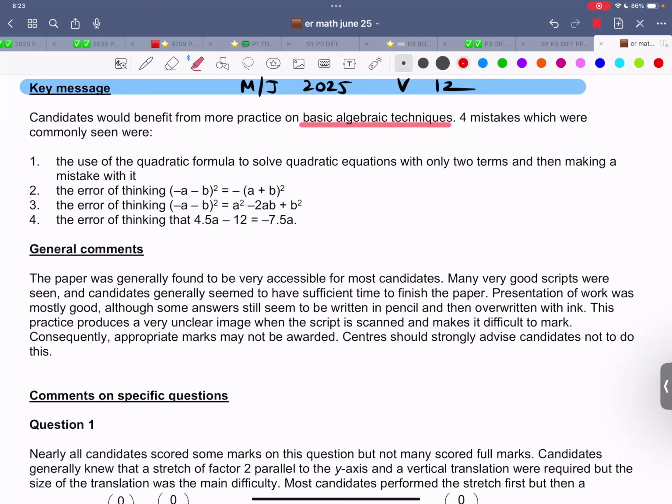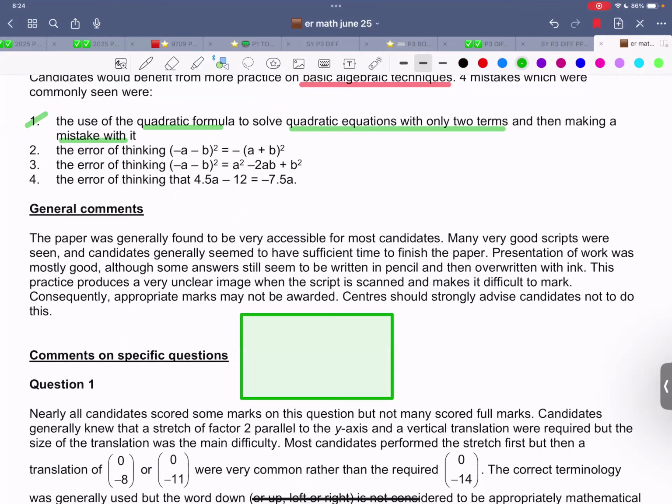What are the 4 mistakes that the examiner observed? The first one, the use of the quadratic formula to solve a quadratic equation with only 2 terms and then making mistakes with it. Let me just make a box over here somewhere. What the examiner is saying is this. Let's say I have x squared minus 5 equals 0, therefore x squared is 5, therefore x is plus minus root 5. Would you use a quadratic formula for this?